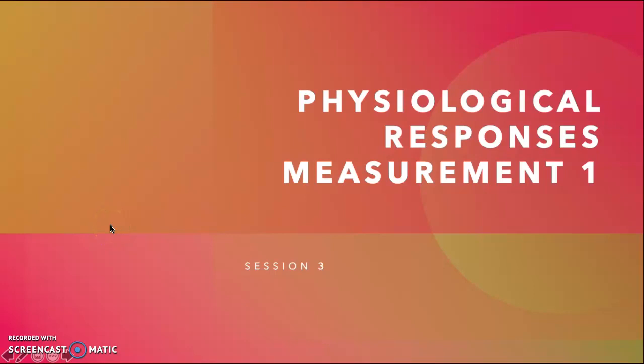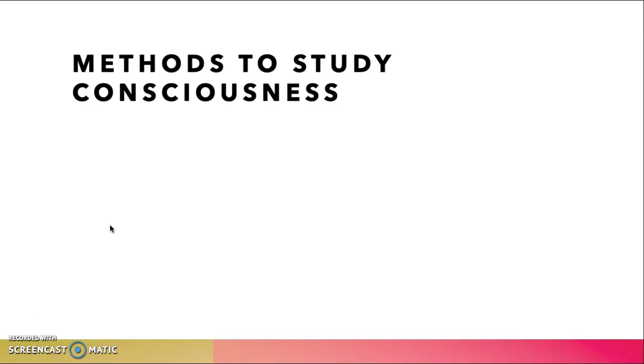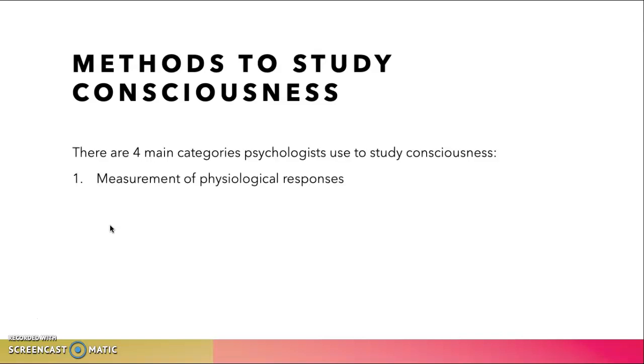Okay, we've talked about the fact that you cannot directly observe consciousness because it is a psychological construct. But what we can do is look at physiological responses and try and determine consciousness from those. So there are four main methods to study consciousness.